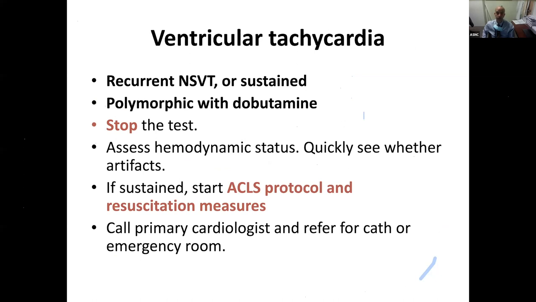In terms of ventricular tachycardia, recurrent non-sustained or sustained VT is actually a concern. You can see it polymorphic in patients having dobutamine. Again, if you see this, you want to stop the test right away, assess the hemodynamic status, and then you can check if this is an artifact. If you have someone exercising and you see a tracing that could be VT or artifact, and you can't make up your mind quickly, just err on the side of caution that this is VT, and stop it. You can always repeat the test if this was an artifact. But otherwise, you don't want to let someone continue to run if they're having ventricular tachycardia.